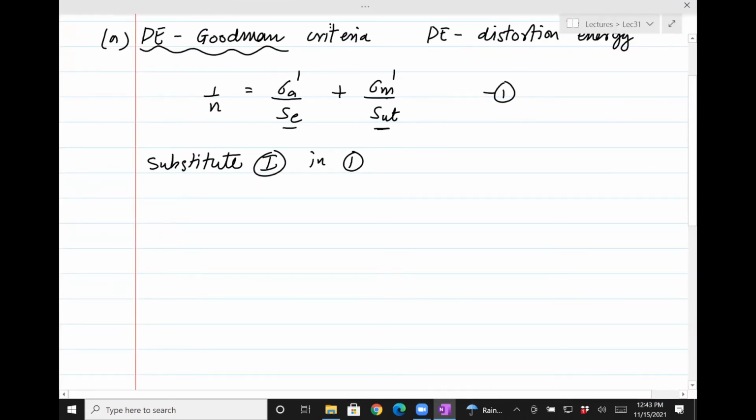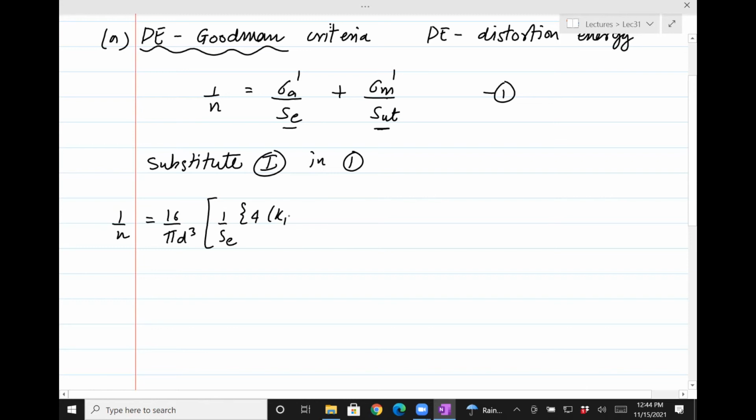And when we do that, the expression will look very complicated, but it's one place which you can use to figure out what the factor of safety is instead of remembering or using two formulas. So the left side remains the same, and then I substitute the values of sigma a prime and sigma m prime from I. So we have 16 divided by pi d cubed, that comes outside, and then we have 1 divided by Se.